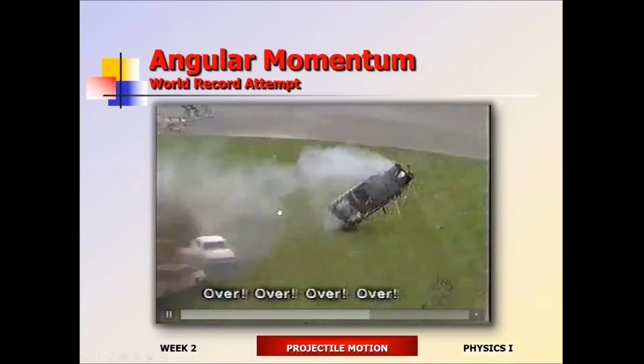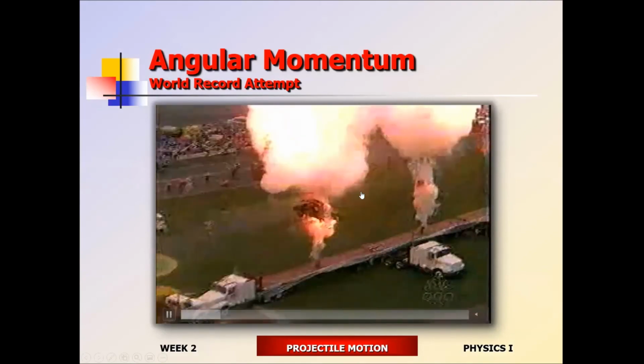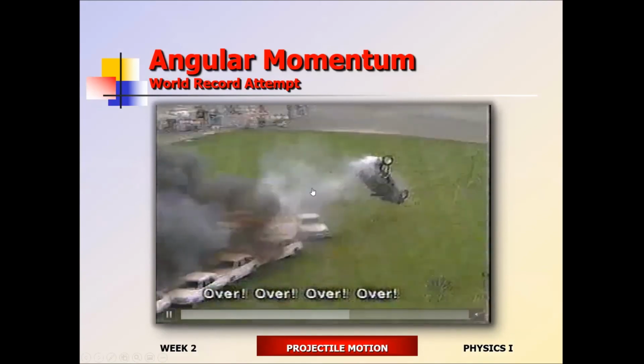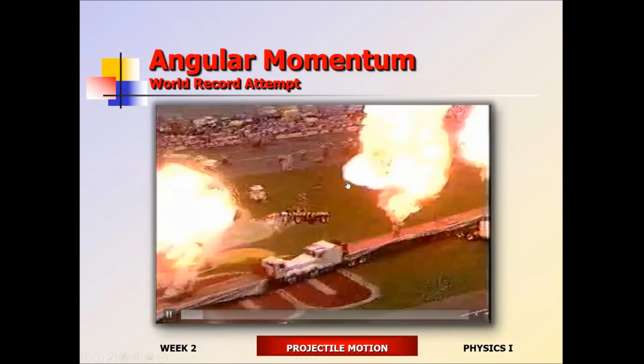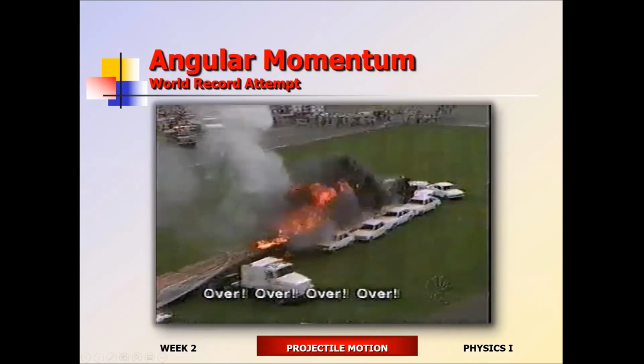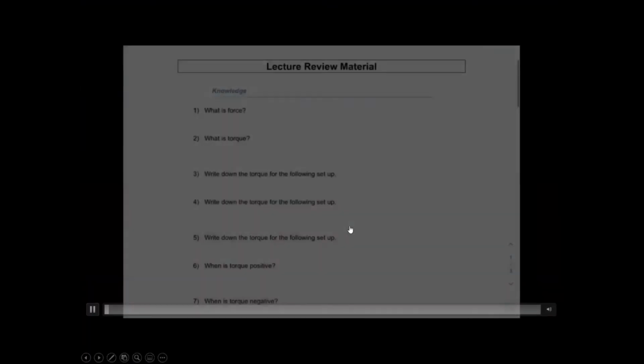Angular momentum of this car is conserved, cars and the wheels. If you lock up the wheels, the rotational motion is going to get transferred to the car. And so that's what's happening. So the car starts to rotate.